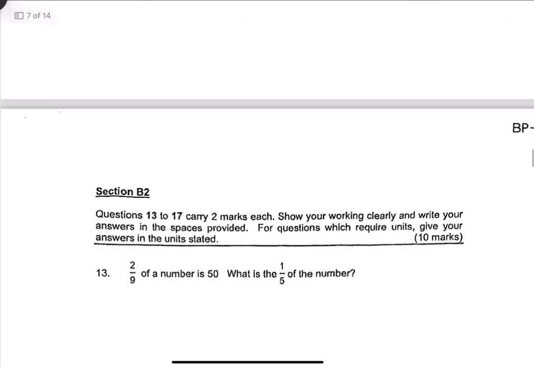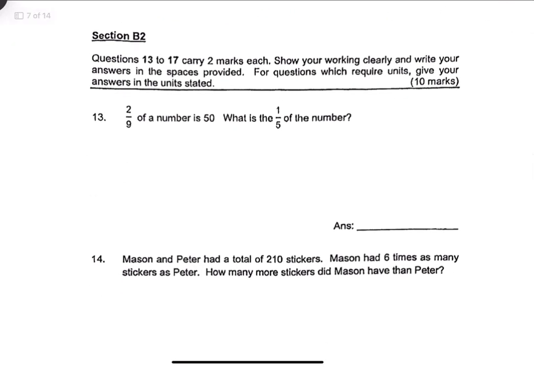Okay, let's move on to the next section. If 2/9 of a number is 50, what is 1/5 of the number? So the number is actually 9 units. 2 units of it is 50. First we need to find what the number is. So 2 units is 50, 1 unit is 25. From here, you will have to find 9 units, which is the number. 25 times 9 will give you 225.